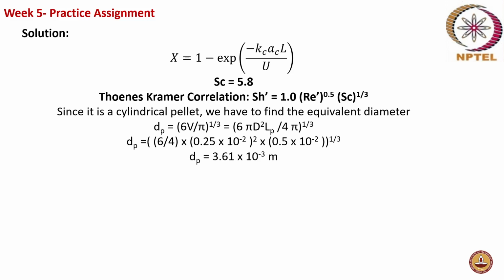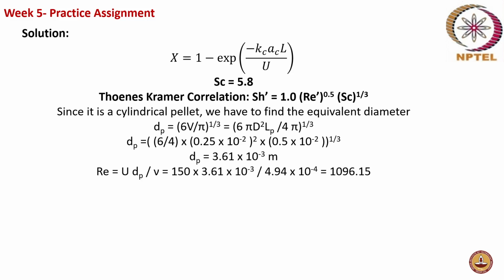So substituting for your diameter and length of the cylindrical particle, you will get 6 by 4 into 0.25 into 10 power minus 2 the whole square multiplied by 0.5 into 10 power minus 2 the whole power 1 by 3. So you will end up with the equivalent diameter for the case of cylindrical pellet equal to 3.61 into 10 power minus 3 meter.